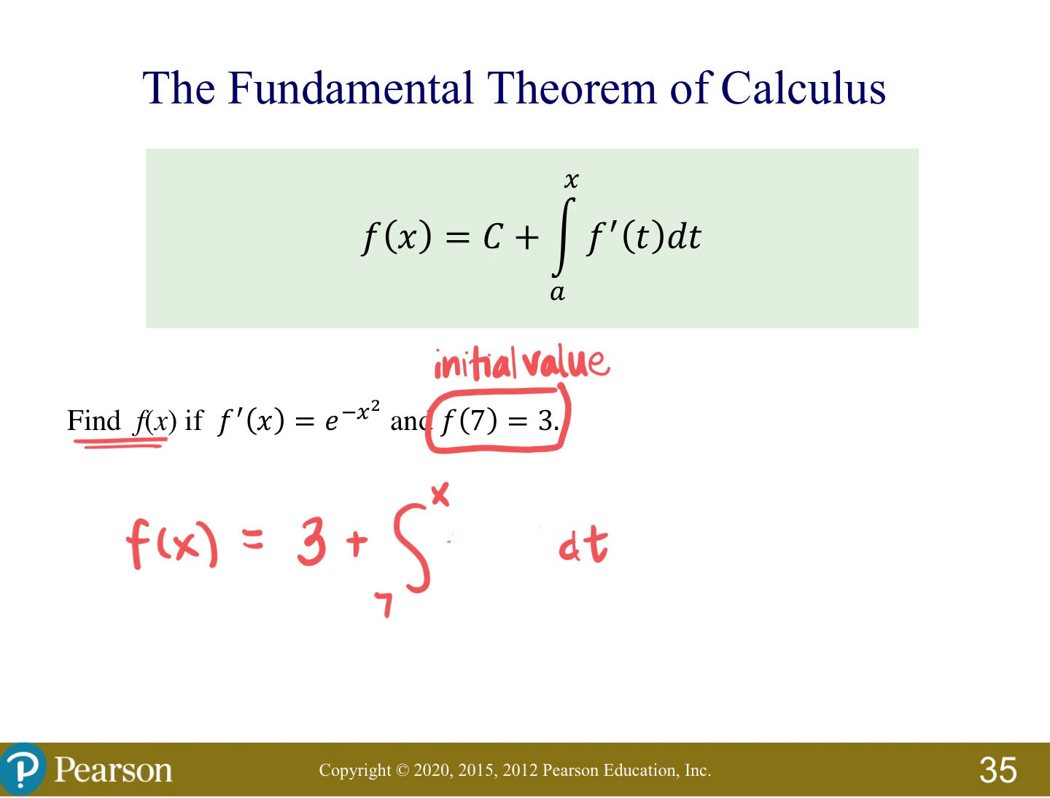Whoops, I know what the f is. That should say e to the negative x squared. 3 is a quantity. It's a value. It represents how much area has already been accumulated, or not necessarily area, how many gallons you already have, or how many bananas you've already done, or whatever.